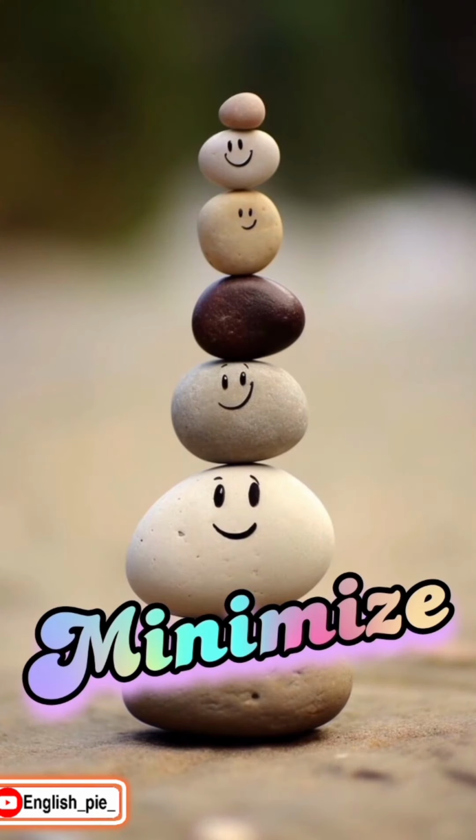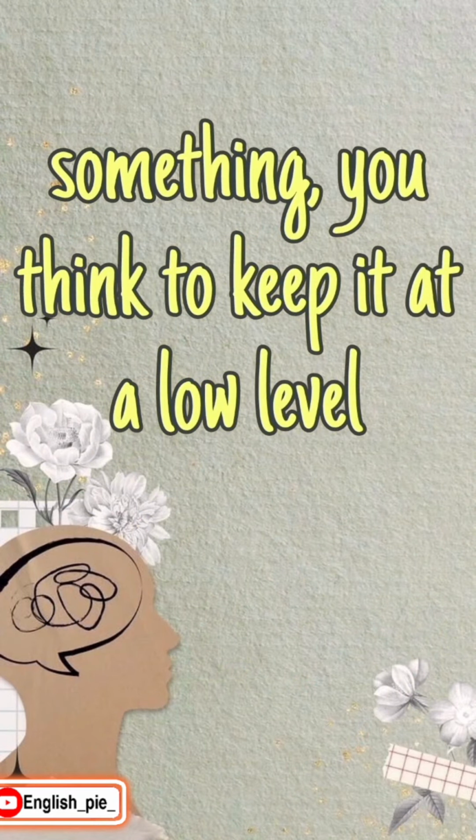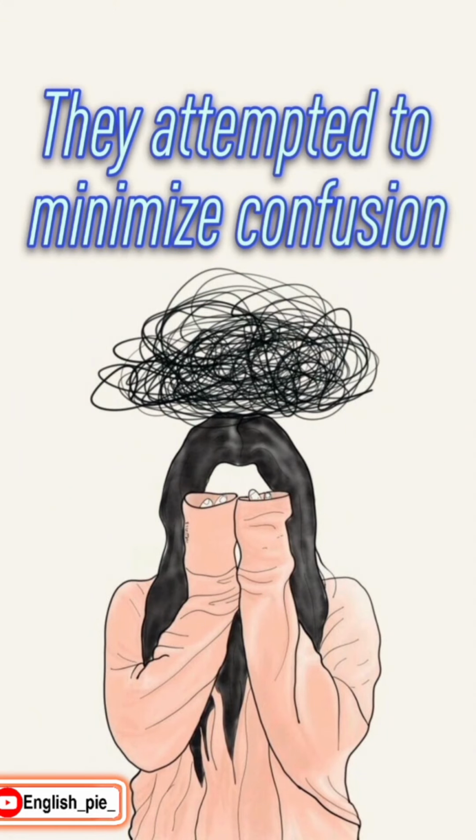The next verb is minimize. This is the opposite of maximize. When you think of max, you think of the top, right? When you think of to minimize something, you think to keep it at a low level. So, for example, they attempted to minimize confusion.